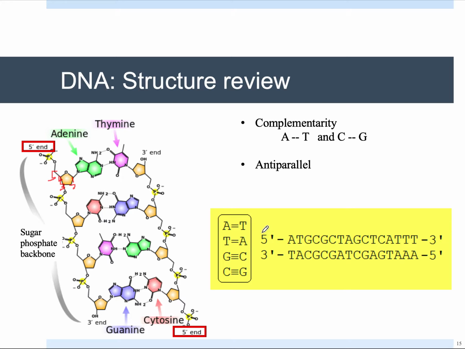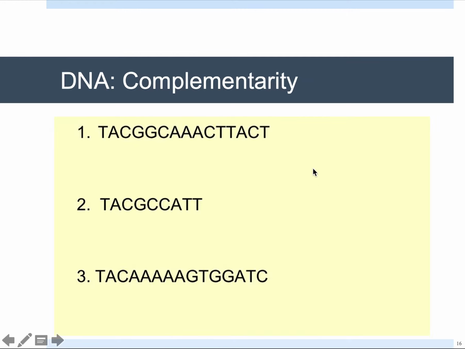So if you know how they pair up, and you're given one strand as 5' to 3', you can actually predict how the other strand is going to be. So it's going to be 5', a thymine will pair up with adenine, and cytosine with guanine, like that. So you should be able to do that. Try your hands on this exercise, okay?